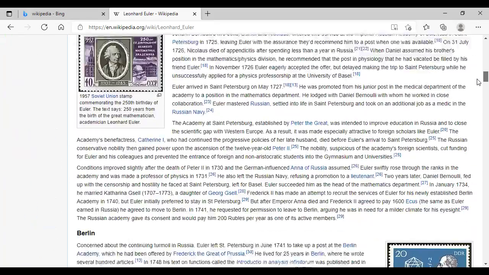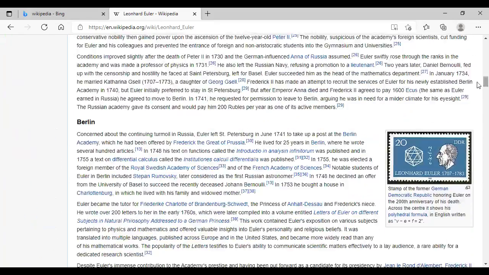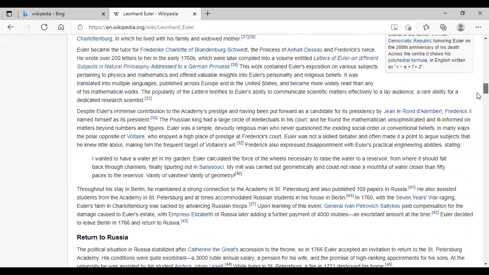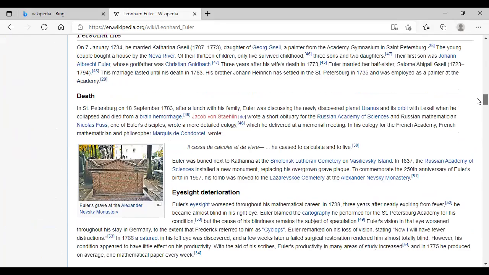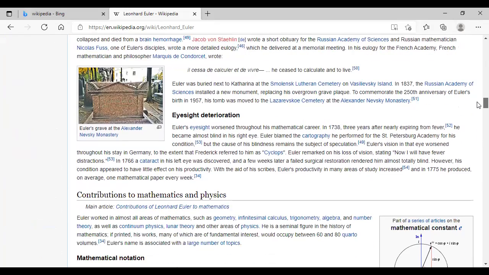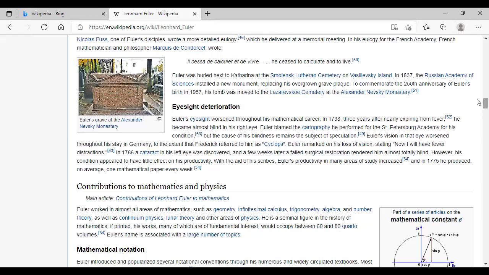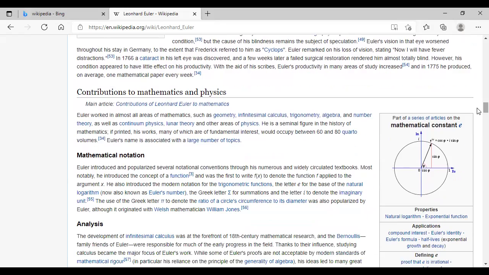I'm just trying to remember any other interesting things about Euler. So yes, it was a brain hemorrhage. Oh, and he was also blind for like the last 2 or 3 decades of his life, but he still published like an average of 1 math article per month. It was very, very productive.